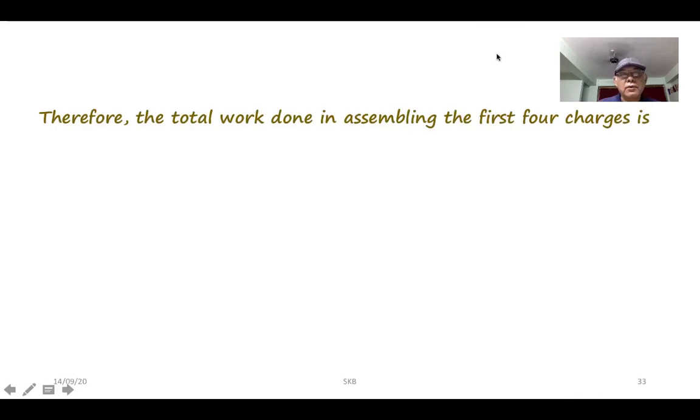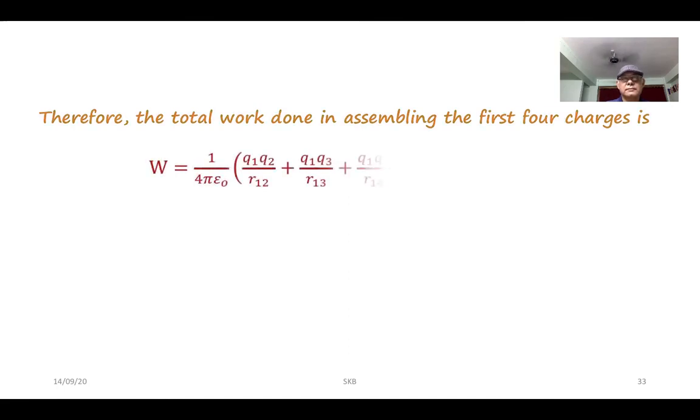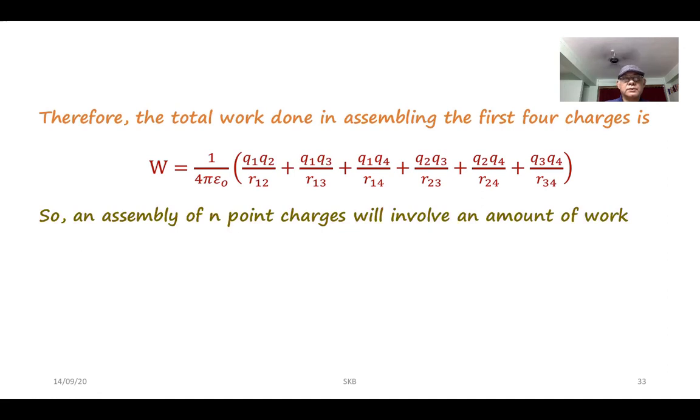Therefore, the total work done in assembling the first 4 charges is a long expression. I will not read it out. So, an assembly of n point charges will involve an amount of work. This is rather a concise expression.